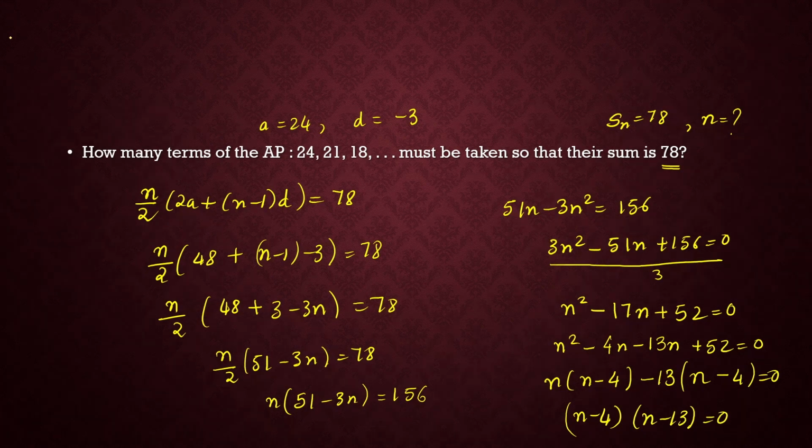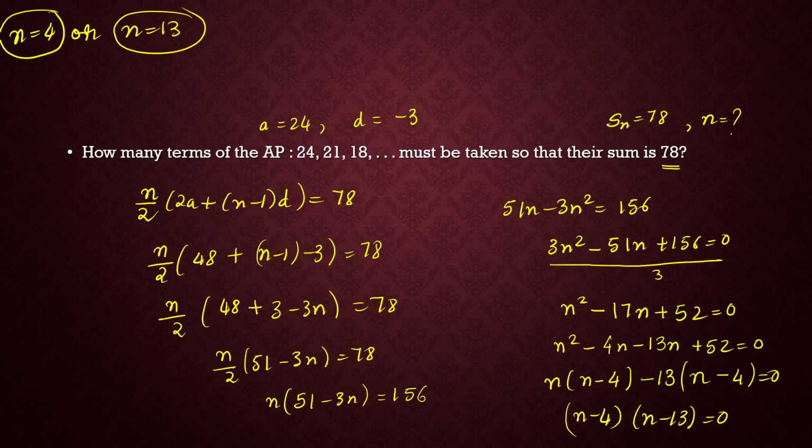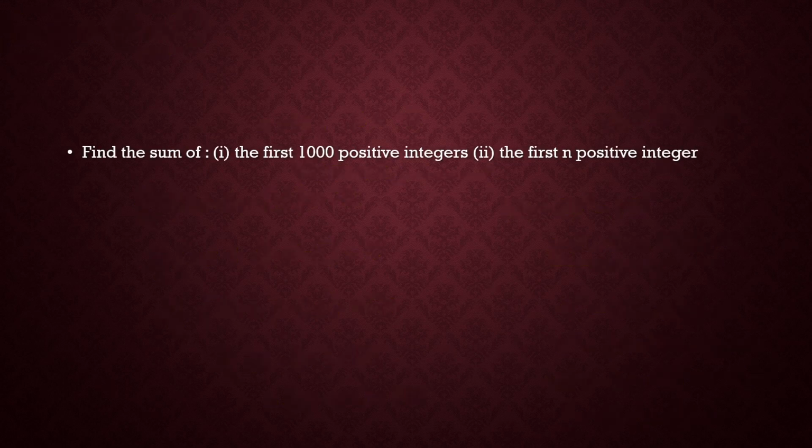So from this you will get that the value of n is equal to 4 or the value of n is equal to 13. This means when you add the first 4 terms or when you add the first 13 terms, in both cases you will get 78, because since this AP is decreasing, there are 2 points where the sum will be 78. That is what it means. Now let's move on to the next question.